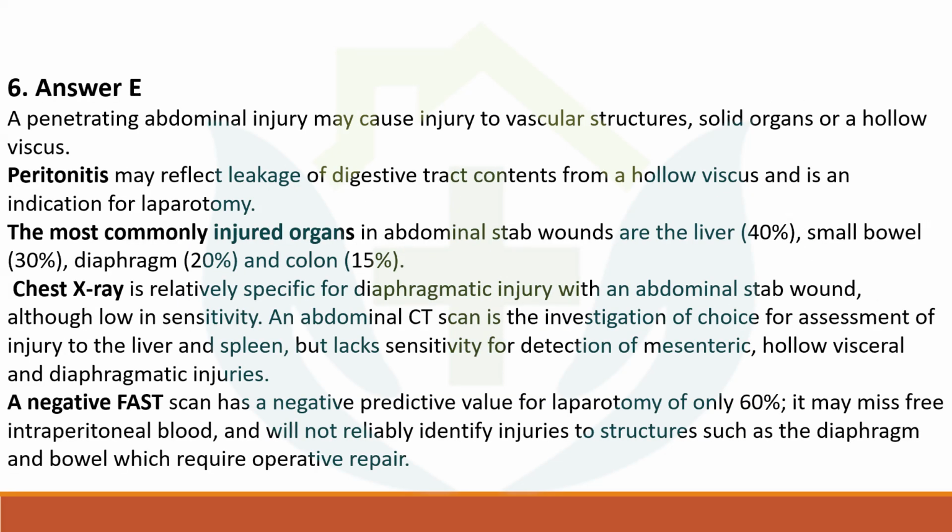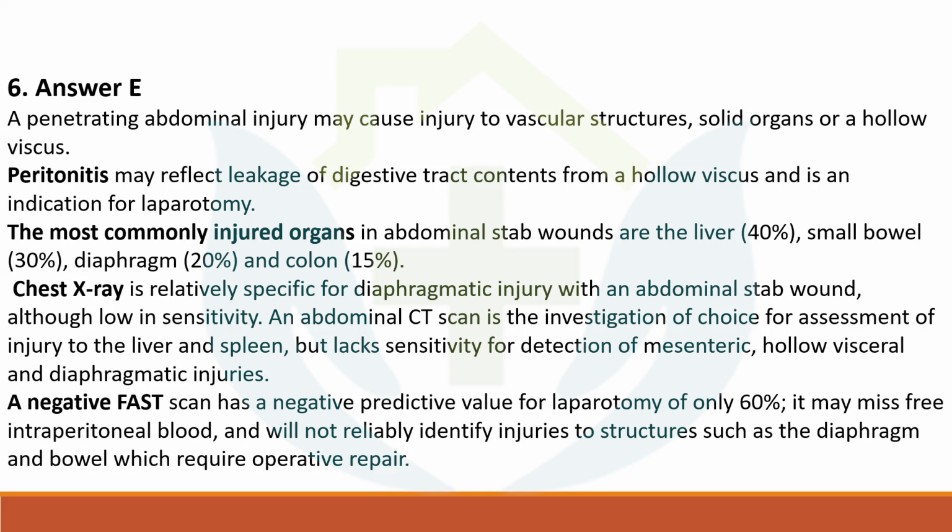Now, penetrating abdominal injury may cause injury to the vascular structures and hollow viscus. Peritonitis may reflect the leakage of digestive tract contents from hollow viscus and is an indication for laparotomy. Most commonly injured organs are liver 40%, small bowel 30%, diaphragm 20%, and colon 5%. Chest X-ray is relatively specific for diaphragmatic injury with abdominal stab wound, although low in sensitivity.